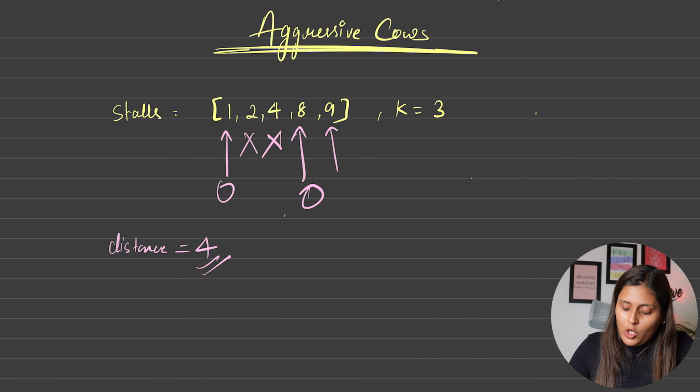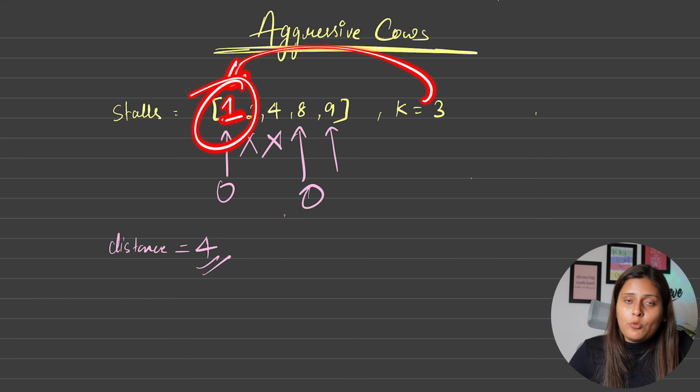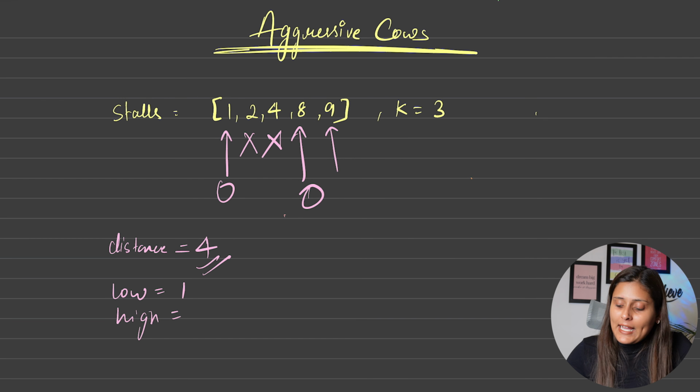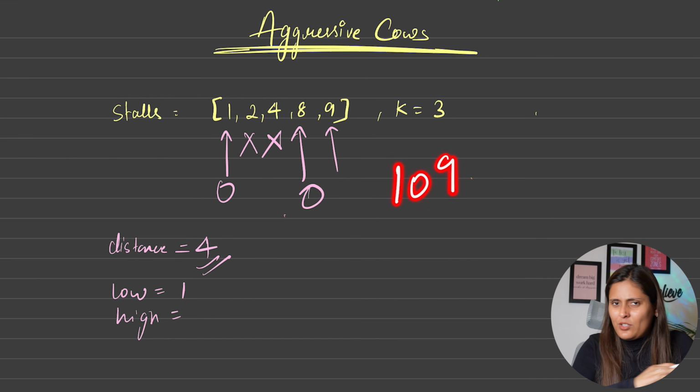If you see here, can low be 1? Yes. Why? Because the minimum will be 1 for sure, because if it were 0, it would mean that you are tying all the aggressive cows at the same location, which is not allowed. You have to tie all the cows at different locations. So hence the minimum distance will be 1, and I can say that my lower value will be 1. Now let's decide the higher value. What will be the higher value? Can it be 10 power 9, whatever the question has given?